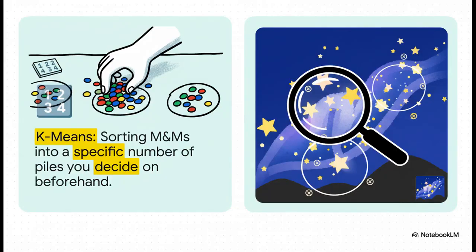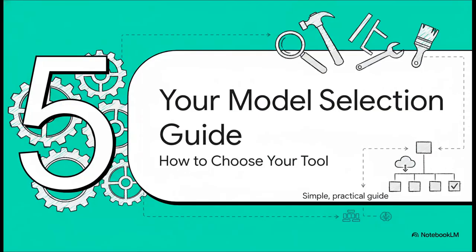And there are two main ways to think about this. On the left, you have k-means. This is like someone handing you a giant bowl of M&Ms and saying, sort these into exactly 5 piles. You have to tell it the number of groups you want up front. On the right, you have something totally different, like DBSCAN. This is like looking up at the night sky and finding constellations. You don't tell it how many to find. It just looks for dense clusters of stars. And it can even point out the lonely, isolated stars and call them outliers. Pretty cool, right?